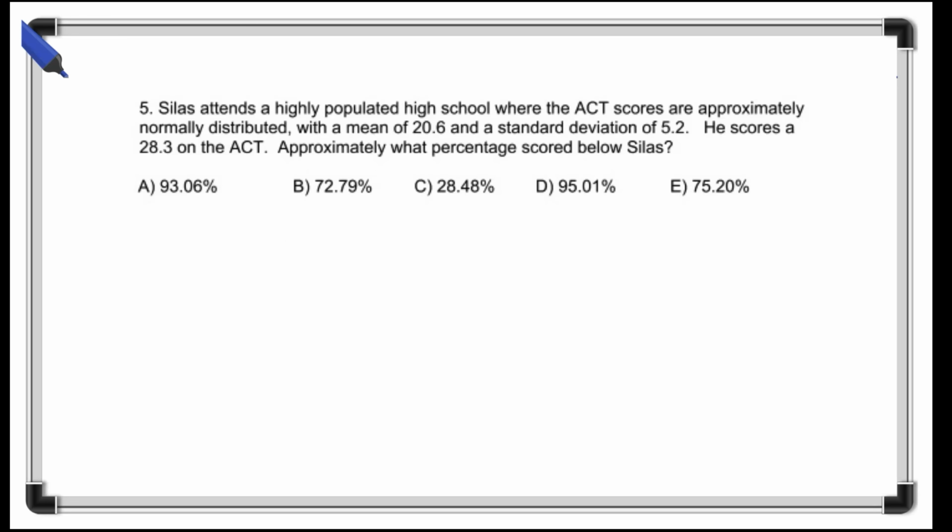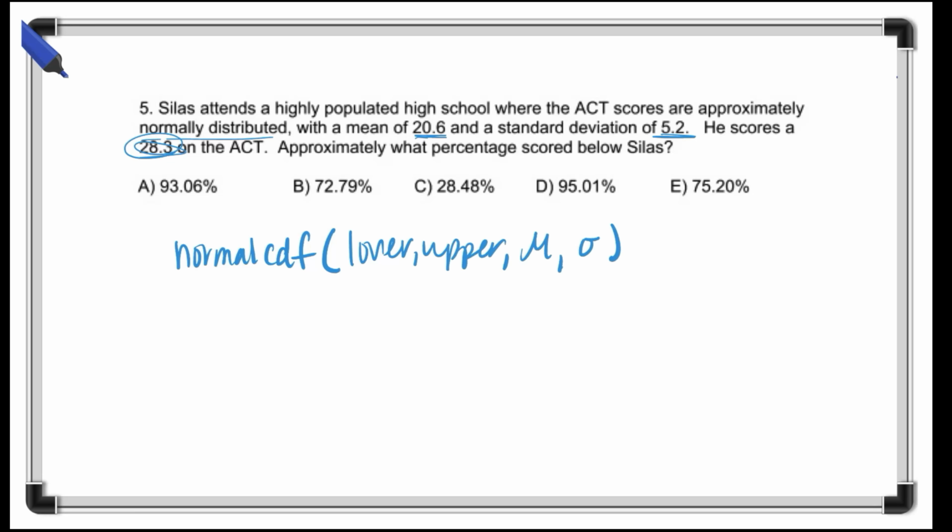Okay, so here we have Silas and we have ACT scores, and they are approximately normally distributed. Okay, so we're given here mean, we're given standard deviation, we're given the value of 28.3 that he scored on the ACT. So again, when we're given those X values, we're going to use normal CDF. So we're going to put the lower limit, the upper, we have the mean and the standard deviation.